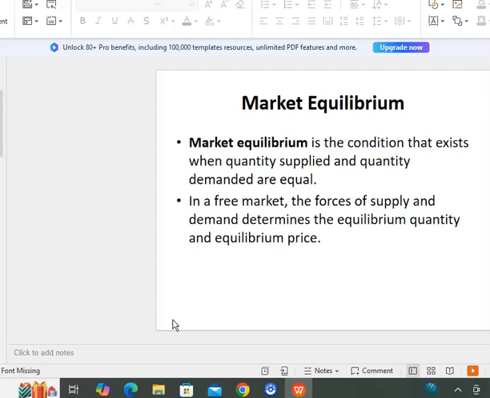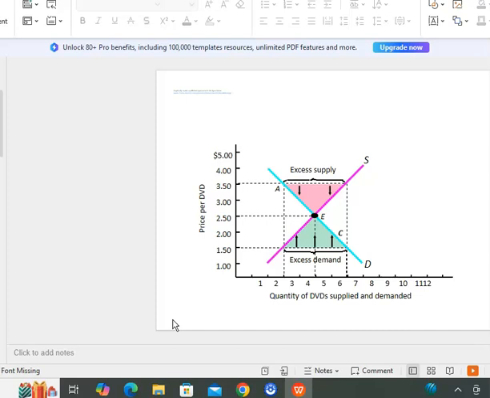So when we talk of market equilibrium, we are referring to the condition that exists where the quantity supplied and the quantity demanded are equal. At a point where quantity demanded is equal to the quantity supplied, that is what we call the market equilibrium. And in a free market, the forces of supply and demand determine the equilibrium quantity and equilibrium price, as I said.